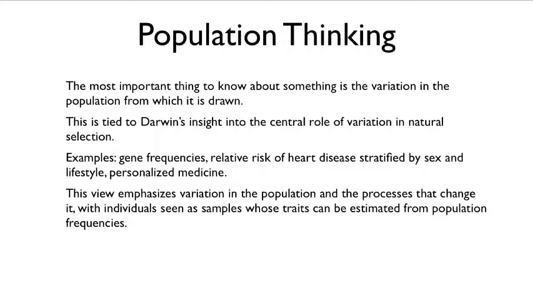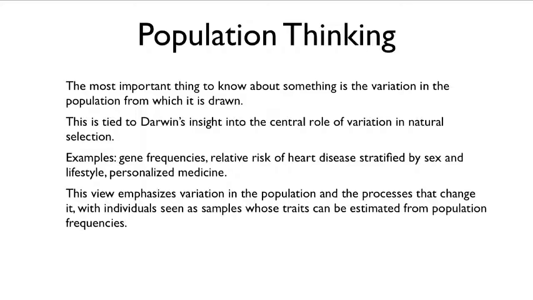That is directly tied to Darwin's insight into the central role of variation in natural selection. If you go back to the first lecture in this series, you will see how frequently the word variation comes up. Variation in reproductive success, variation in the trait, genetic variation. In other words, natural selection runs on variation.